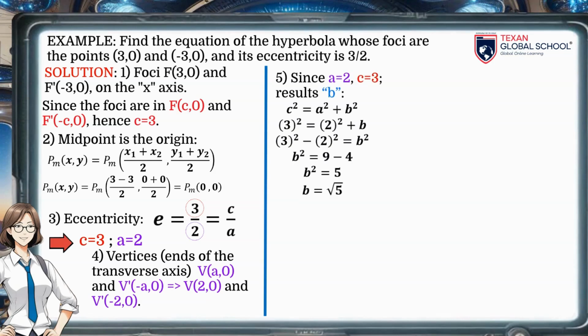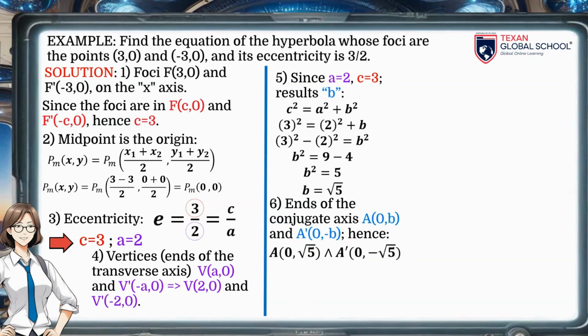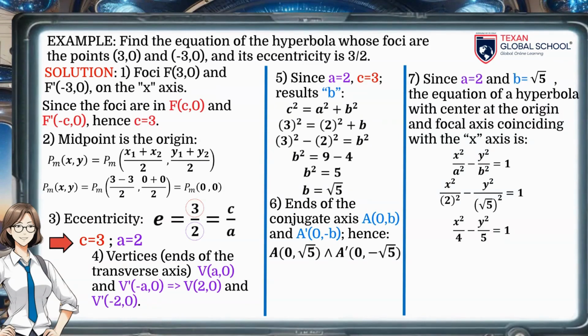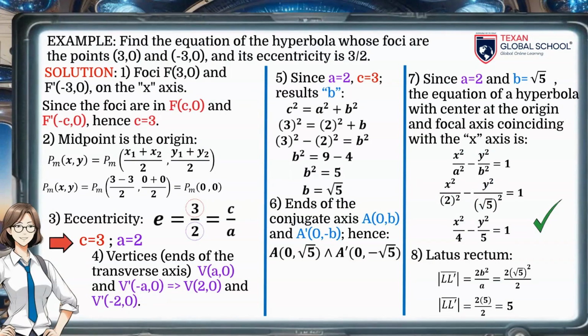So since c and a are given, we can obtain b using the relationship between a, b, and c. By substituting and solving, results that b is equal to the square root of 5. Moreover, the ends of the conjugate axis given as (0, b) and (0, negative b) are in the coordinates (0, square root of 5) and (0, minus the square root of 5). With these values, results the equation of the hyperbola with center at the origin and focal axis on the x-axis, like x squared over 4 minus y squared over 5 equals 1.